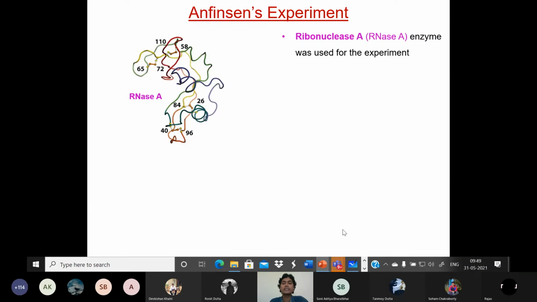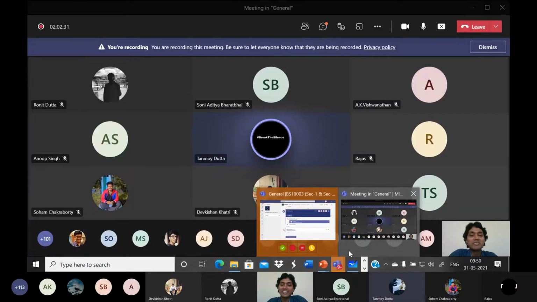So now here is the experiment. In order to understand the protein folding problem, Anfinsen had to take a protein as an example. So what protein did he take? He took ribonuclease A, RNase A. From the name, you can understand what the function of this protein is. Just one of you unmute yourself and tell me what the function of RNase is. Remove RNA. Yeah, cleave the RNA.